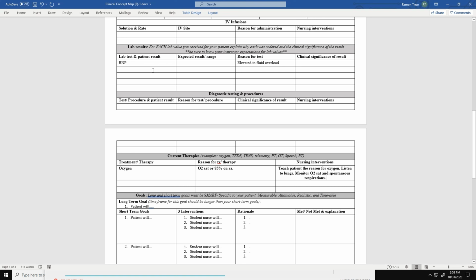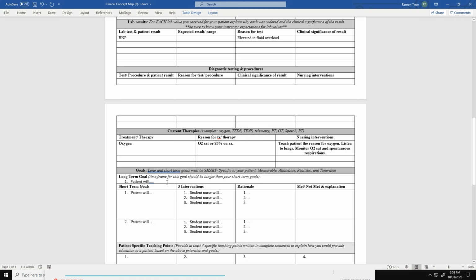And up here in labs, you could also figure that they very likely will have ABGs drawn too. Let's see, come on back down here. But anyway, any treatments that they have, you might have incentive spirometry. You probably have lots of treatments. You put them down here, right? And you put why they're getting them.